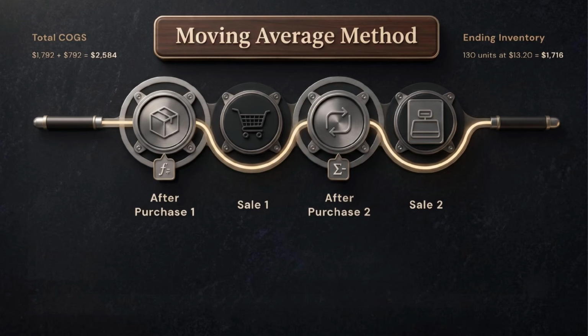Then purchase 2 adds 100 units at $15, bringing the total to 190 units costing $2,508, and the new average is $13.20. Sale 2 is 60 units at $13.20. So cost of goods sold is $792. Total cost of goods sold is $2,584 and ending inventory is 130 units costing $1,716.